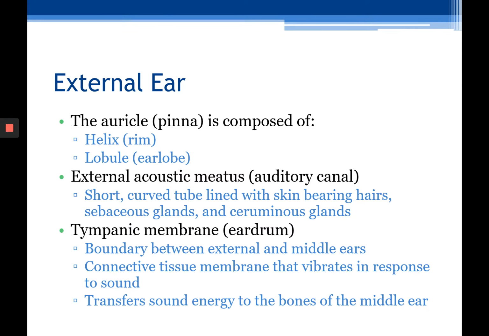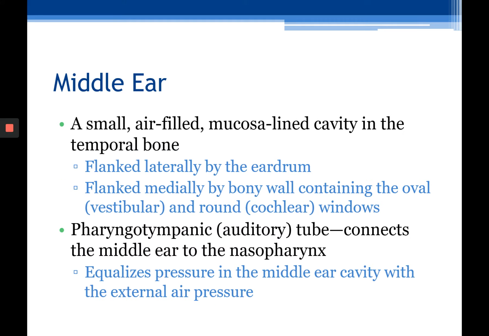So external ear structures are as follows: the auricle or pinna with its helix and lobule, the external acoustic meatus, also known as the auditory canal. The tympanic membrane is going to be a barrier between the external ear and the middle ear, and we're going to see it's mainly just connective tissue. You may also know it as your eardrum, but it's able to transfer sound energy or auditory energy to those ossicles that are in the middle ear, those bones.